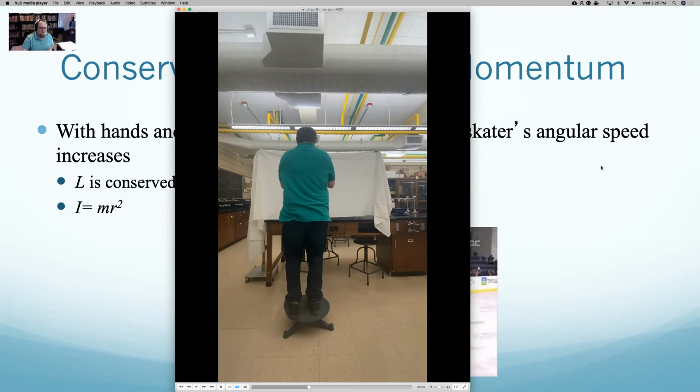Let me show you a kind of interesting example with this. You see, angular momentum is really a vector. And so what I'm going to do is take a bicycle wheel and set it spinning on the horizontal plane, like so. I'm going to do it standing on that platform I was just on.